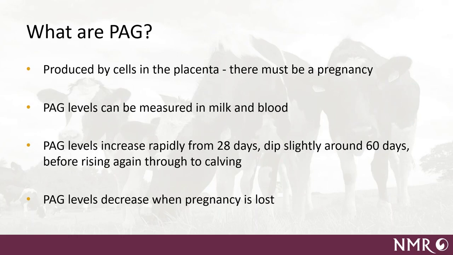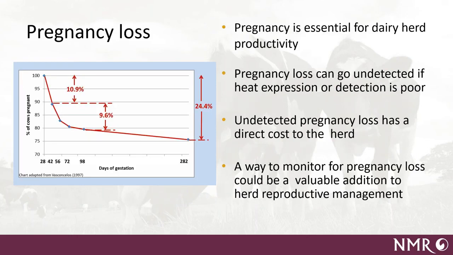And the important thing, of course, is that we can measure these PAG levels. We can measure them in milk, and in the same way we can measure them in blood. But we're going to focus on measuring PAG in milk. So the principle is that the PAG levels increase rapidly from about 28 days gestation. They then dip slightly around 60 days before then they rise again through gestation right the way through to calving. So the principle is that we can measure those PAG levels and determine the pregnancy status or otherwise of that cow. In the same way that PAG levels rise when there is a pregnancy, PAG levels will decrease when pregnancy is lost, and that's the bit that we're going to focus on for this part of the presentation.